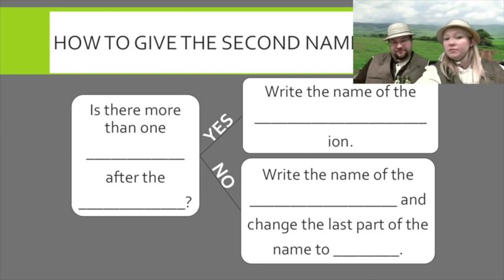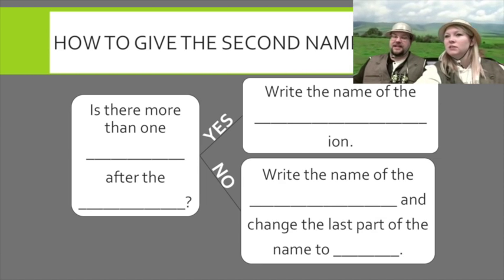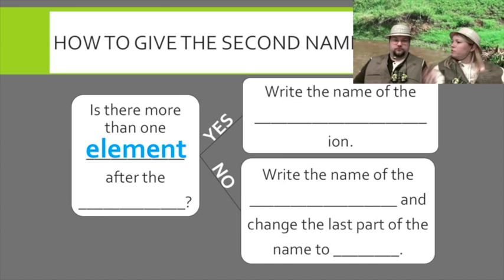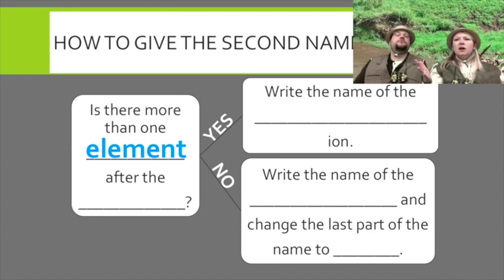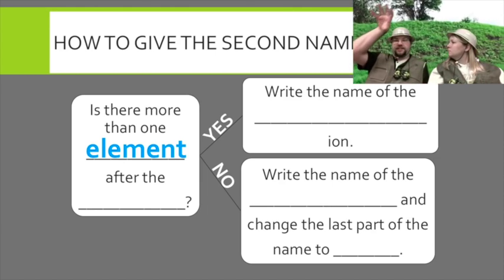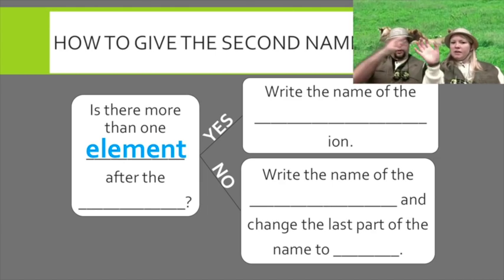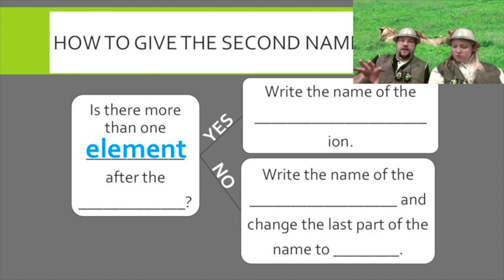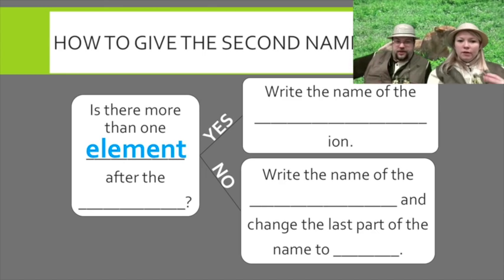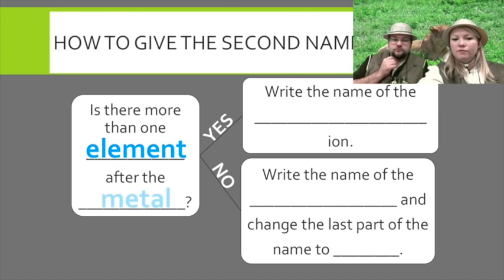Now the second part, the second name, looks a little harder. What we want to analyze first is whether there is more than one element in the second name. So we're looking at the anion, ignoring the first element. If there's just one, like Cl in NaCl, you would just say sodium chloride. Otherwise, there is more than one element after the metal.